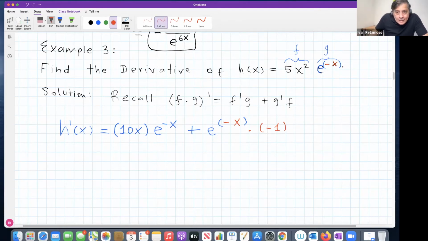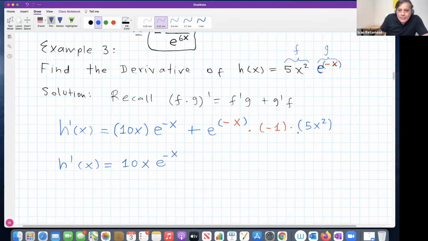But that's just the derivative of this. I need to multiply that by f, by this guy. So let's do it next, times 5x squared. This is all. All right. So now let's try to simplify this as much as we can. This is going to be just 10x multiplied by e raised to minus x. This minus 1 times 5x squared is minus 5x squared times e raised to minus x, right?